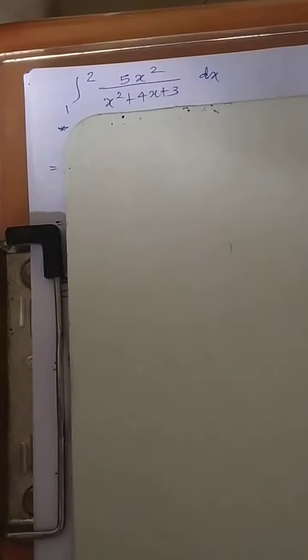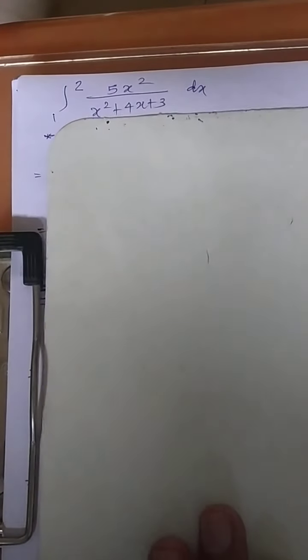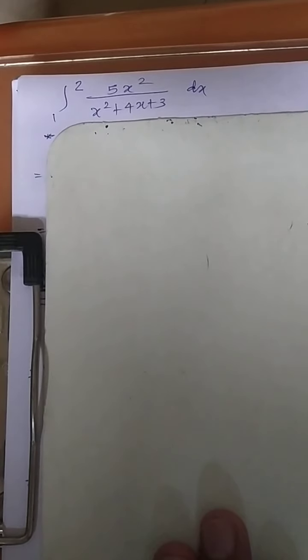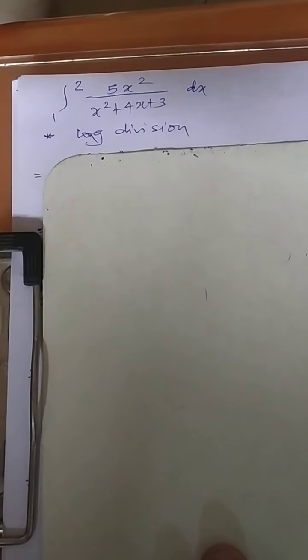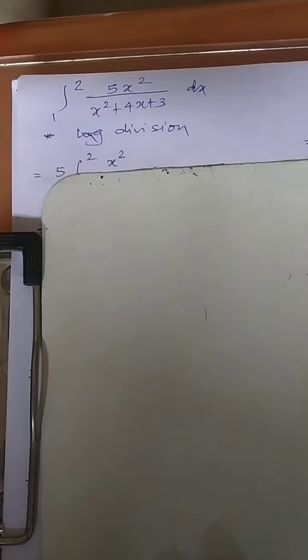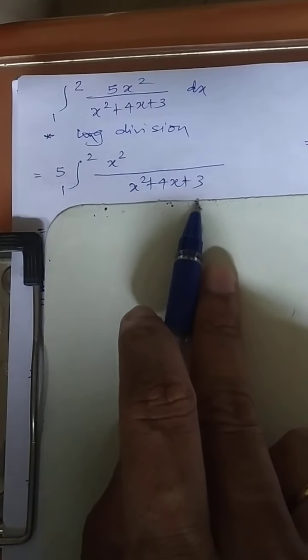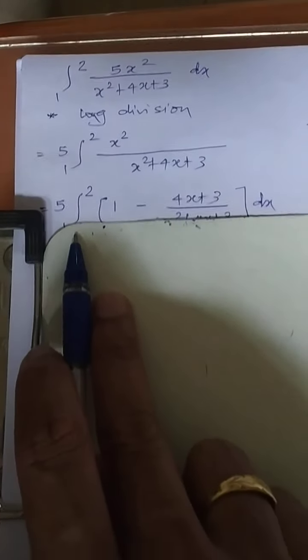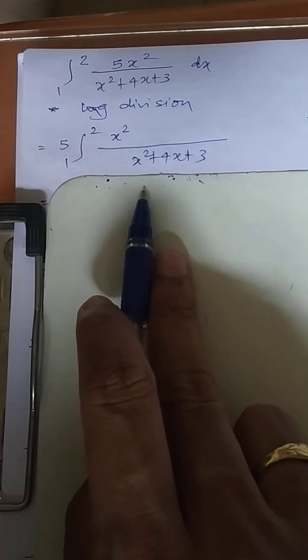See the problem. If you look at the question, what is the method? Can you tell me the approach? The issue is the numerator degree is the same as the denominator degree. So the first way is long division. So how to work out that long division? 5 is to be taken outside. It will be x square, and the denominator you can keep as it is. Now just simplify that, arrange it. Go for long division, remainder and all.